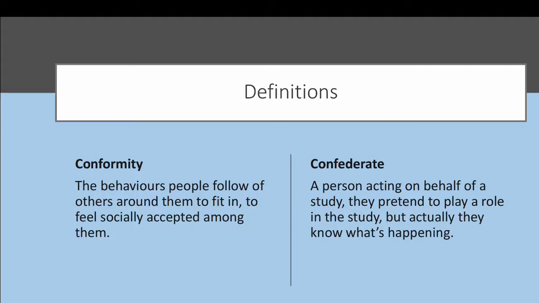Conformity is when people follow the behaviours of people around them to fit in, to feel socially accepted among other people. And a confederate is a person acting on behalf of a study. They are pretending to play a role in the study, but they actually know what's happening. They are basically an actor.